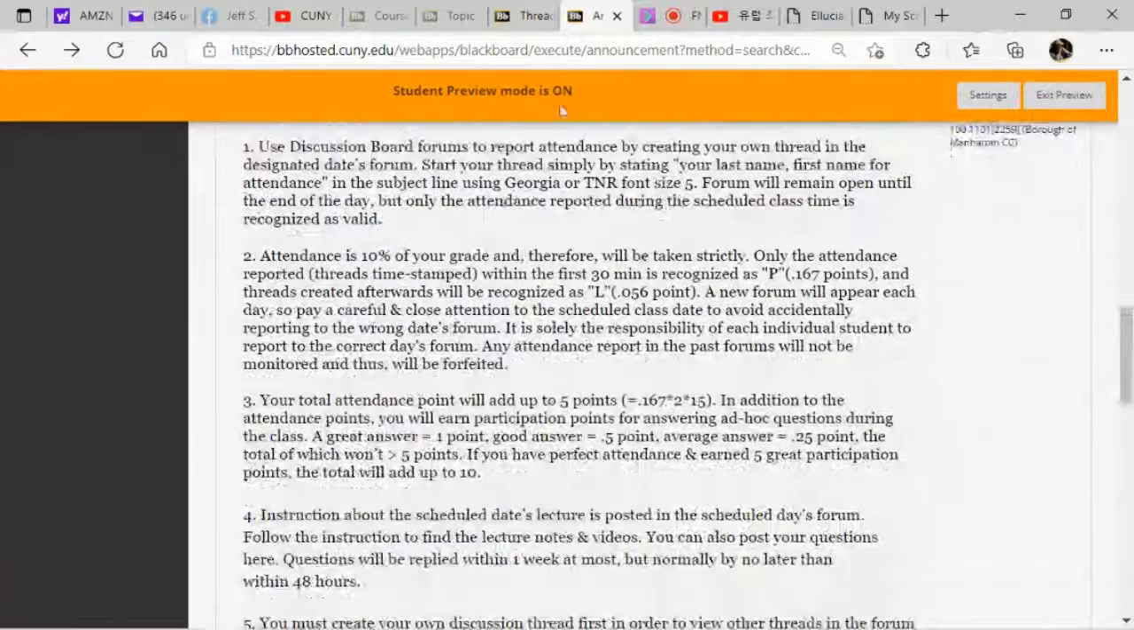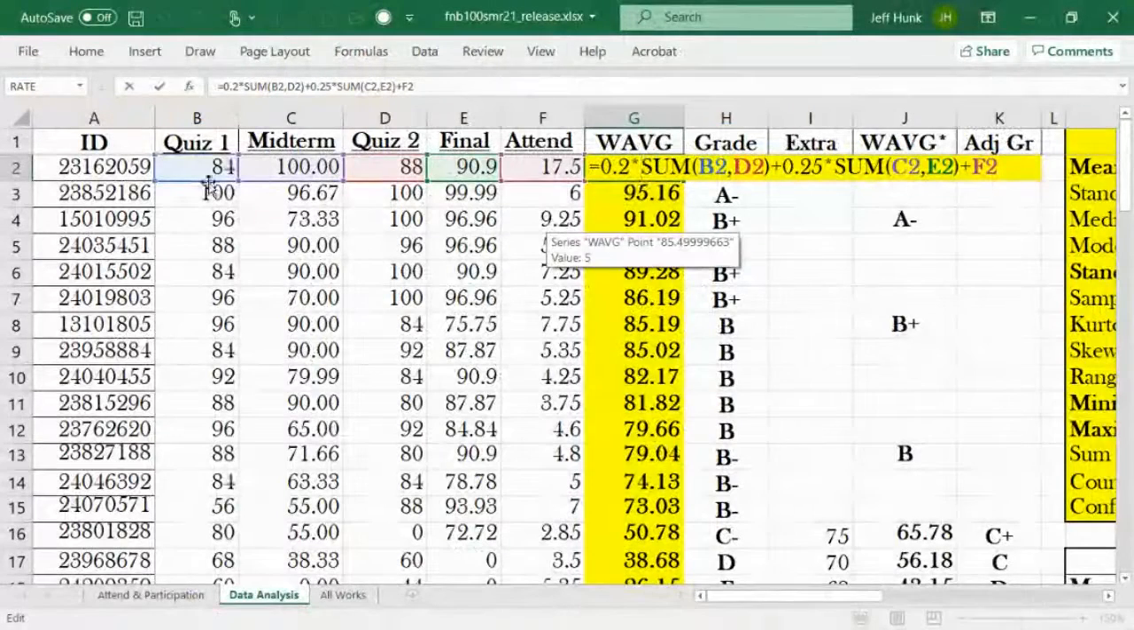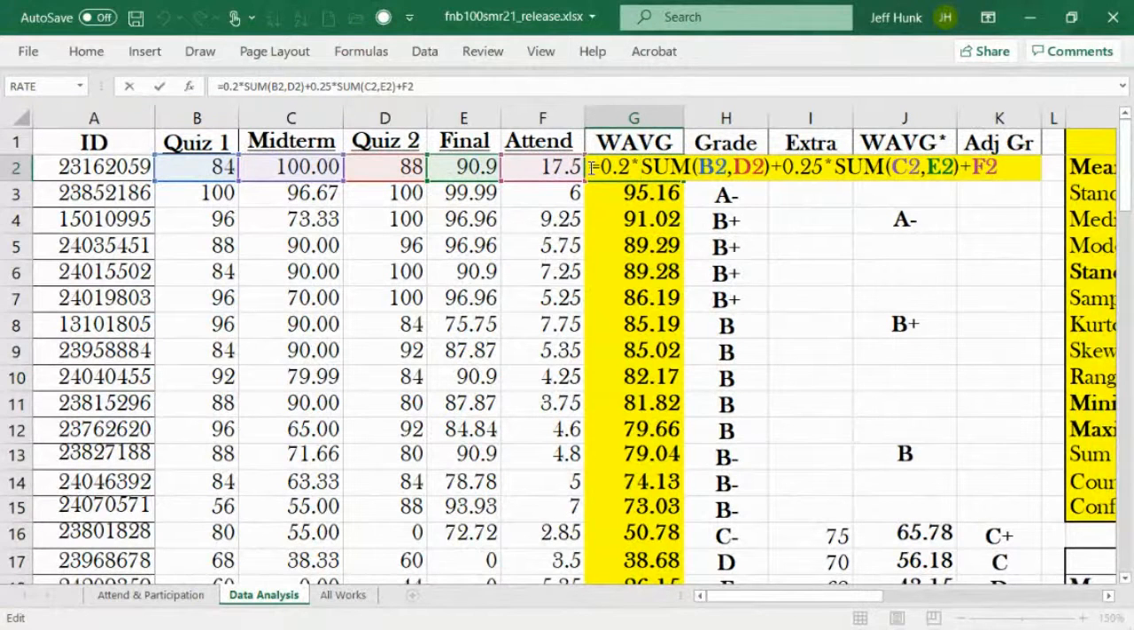So, where was I? Okay. Your semester grade is calculated by this formula, which is 20% coming from quiz 1, another 20% from quiz 2, that's B2 and D2, right? And then 25% from midterm, C2, 25% from final, and then the rest is supposed to be 10%, but it was originally designed to be 10 points. So I put the entire raw number there. So if the maximum you can get in attendance and participation is only 10, they will all add up to just 100.